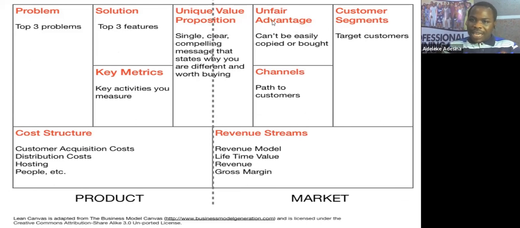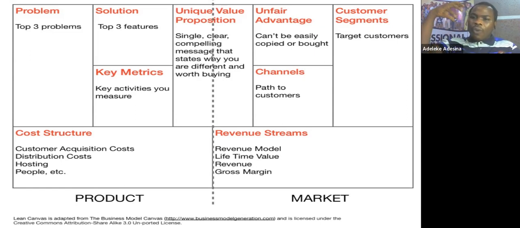So unfair advantage in the Lean Canvas, you have an unfair advantage there. What is your unfair advantage? What is that thing that cannot be easily copied or bought? You need to have something that your competitors cannot easily copy or buy. It could be your knowledge, your capabilities. It could be a patent. For example, for Coca-Cola, their trade secrets, that Coca-Cola taste is an unfair advantage.